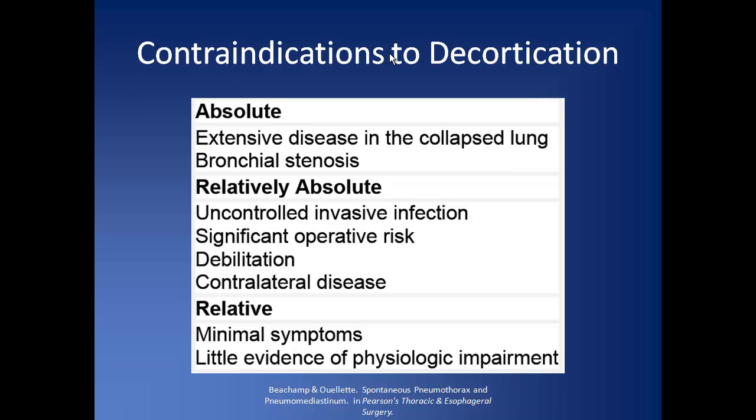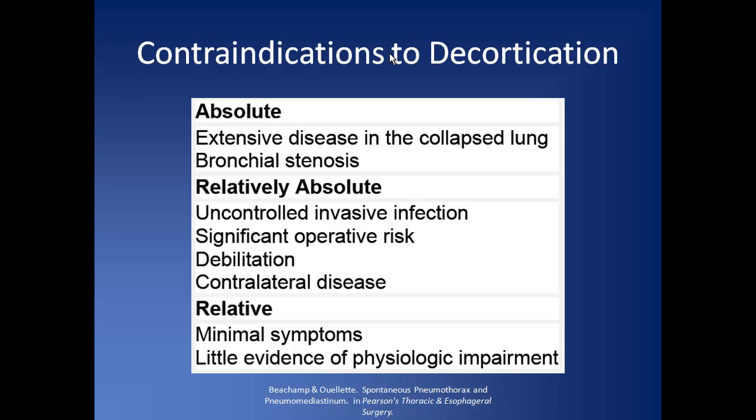Contraindications to decortication: extensive disease in the collapsed lung, bronchial stenosis. You have relatively absolute contraindications, which would be uncontrolled invasive infection, significant operative risk. So one of my first consultations here was a Jehovah's Witness who had a hemoglobin of 6, who needed decortication. Debilitated contralateral disease. Relative contraindication: if they have minimal symptoms, and this is from something remote, and they're not sick, and there's no white count, there really isn't a need to go in there. Dr. Moran always says, you can't cure asymptomatic. So the other thing is that they have little evidence of physiological impairment.